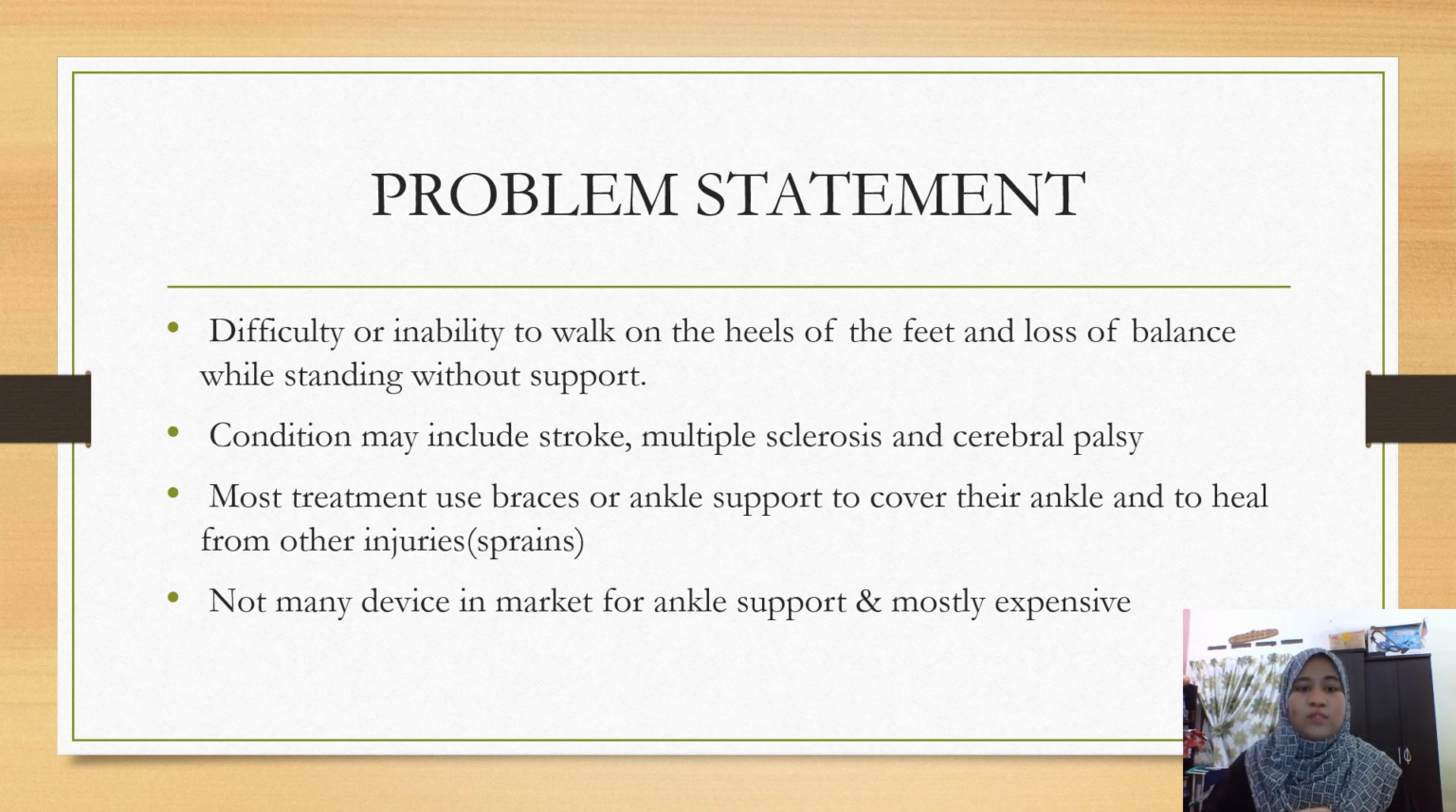And the third, most treatment uses braces or ankle support to cover the ankle and to heal from other injuries such as sprains. And lastly, not many devices in the market for ankle support and most are expensive, so the patient could not afford to buy or go for further treatment.